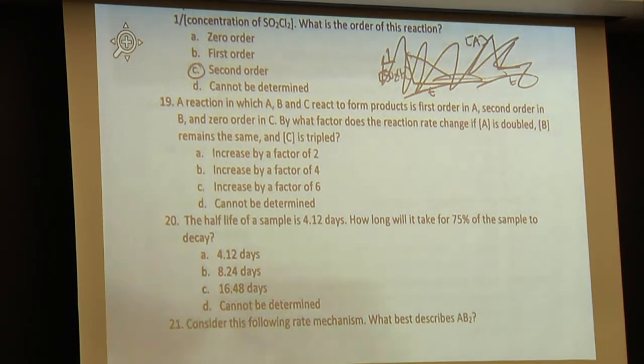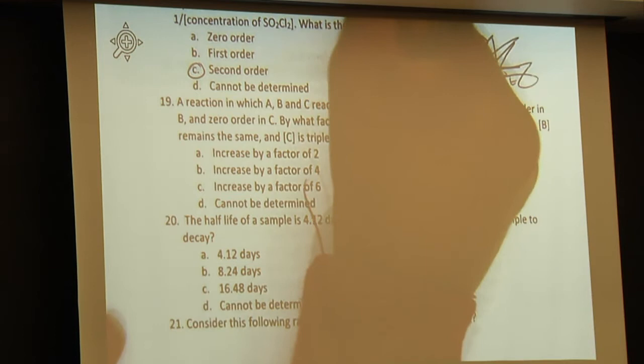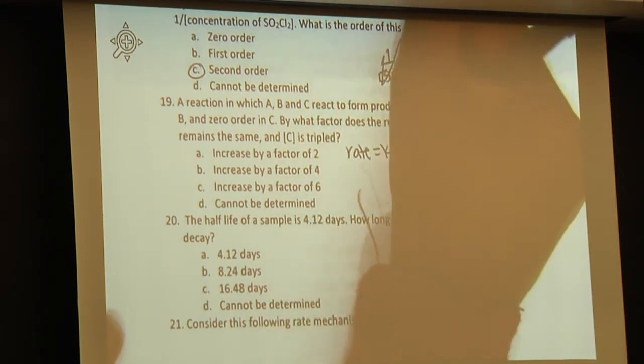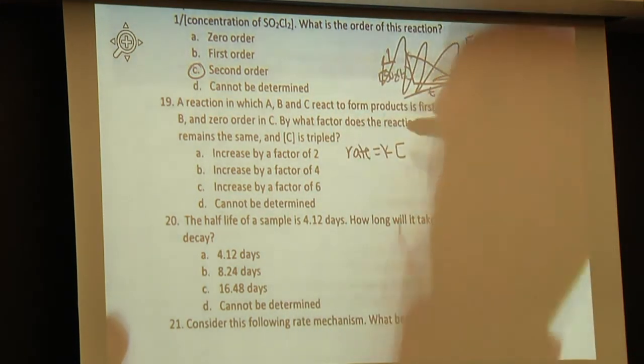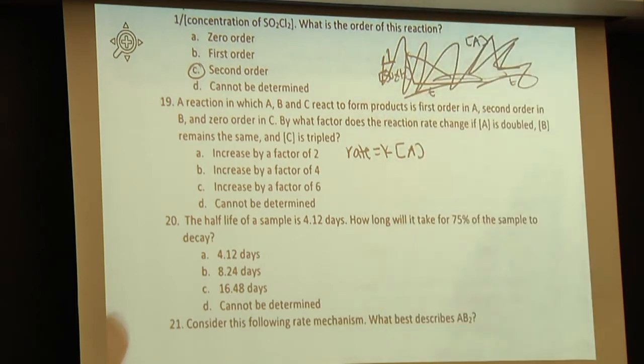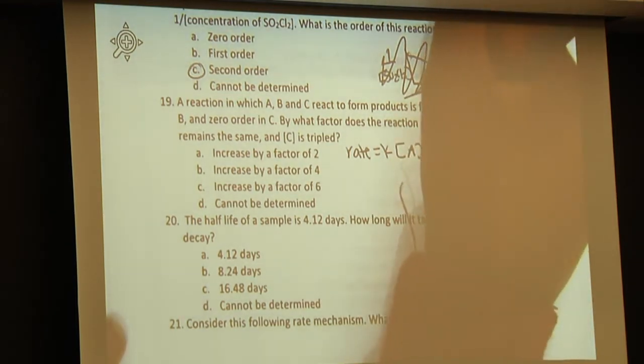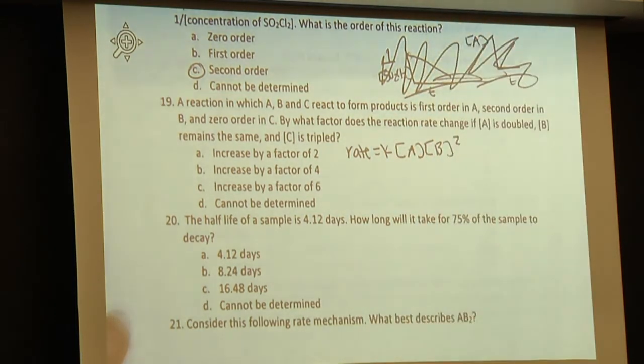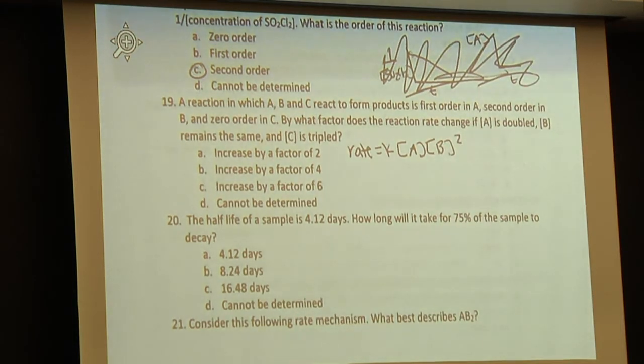So it helps to draw out the rate law first. So rate equals k times the concentration of A, and they said it was first order. The concentration of B was second order, and C was 0 order, so I'm just not even going to include it. So now we have to figure out what would happen.